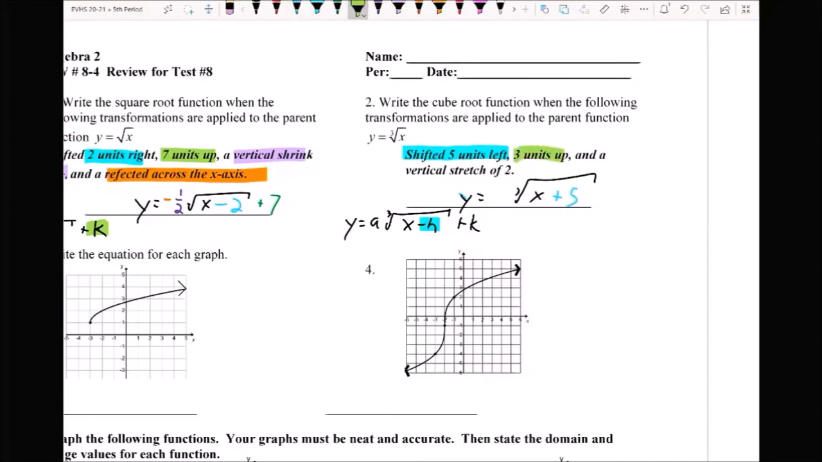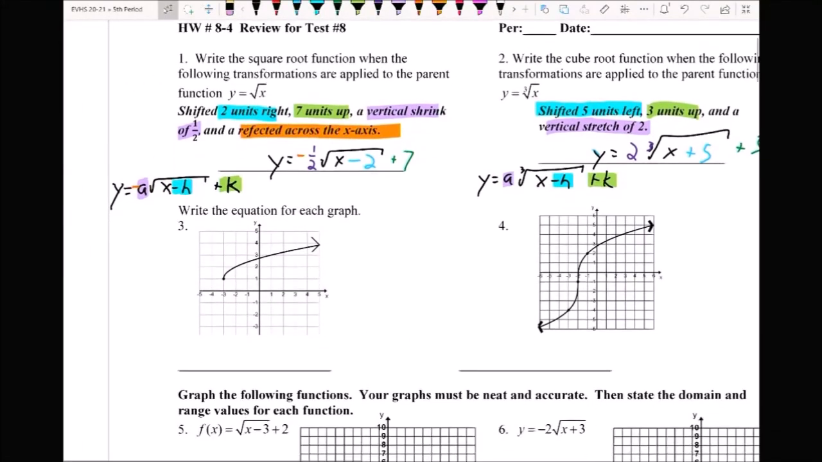Then 3 units up is our k value, and it goes the right direction. Up is positive, so +3. And then a vertical stretch of 2 is the a value, so I put a 2 there. And there is no reflection, so we are good to go. It is 2 times the cubed root of x plus 5 plus 3. Okay, moving on to number 3.